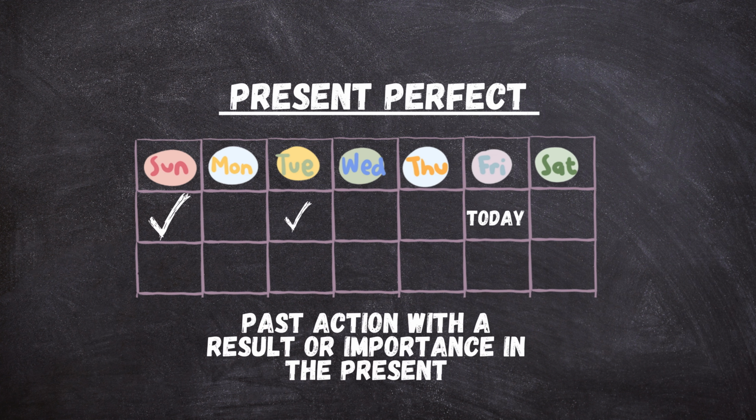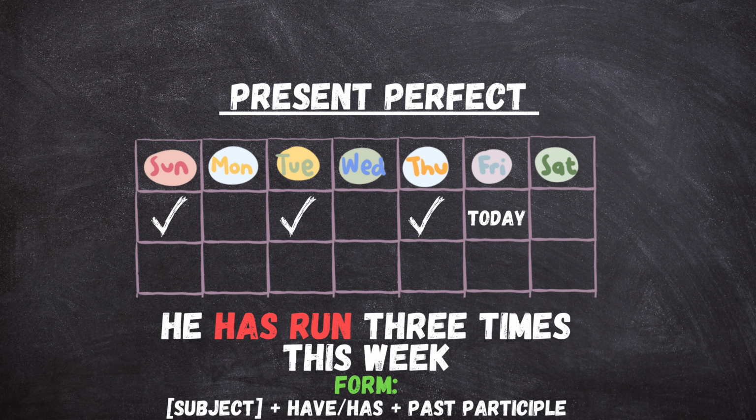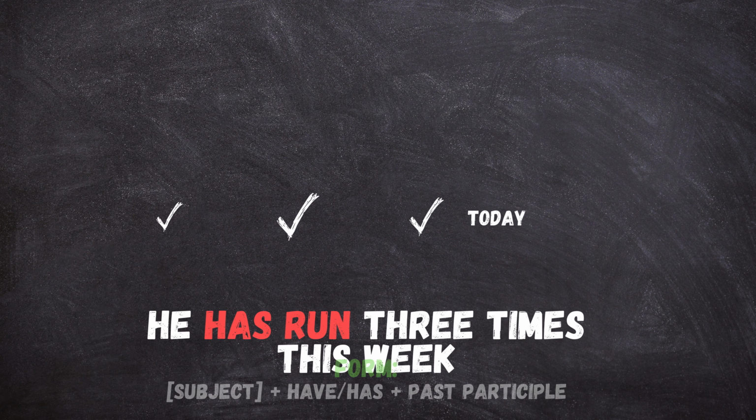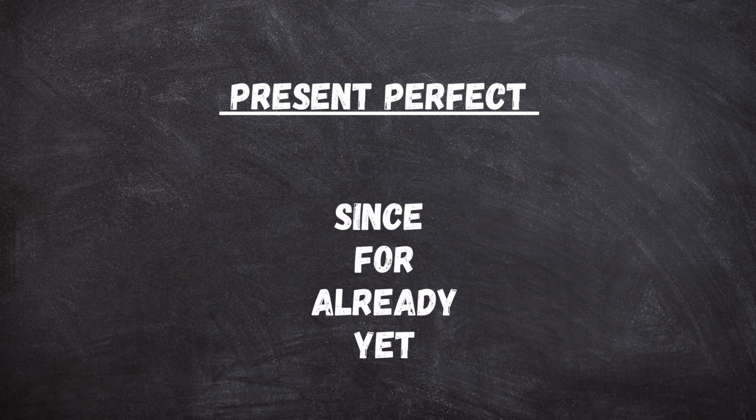The present perfect tense talks about past actions that have a result or importance in the present. For example, he has run 3 times this week. This shows the importance of the past action in the current week. Common keywords include since, for, already, and yet.